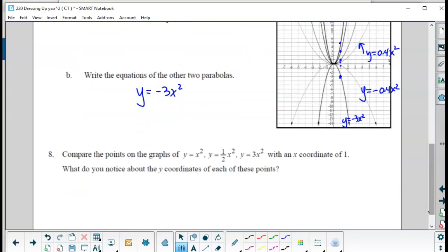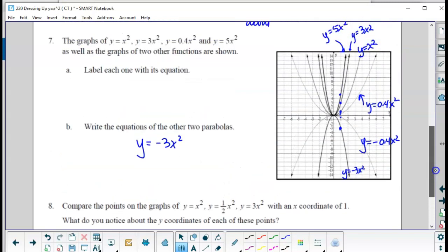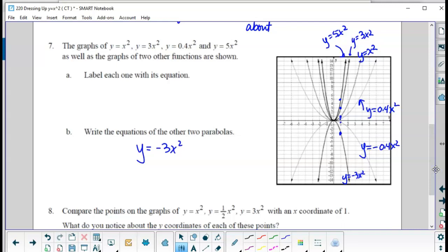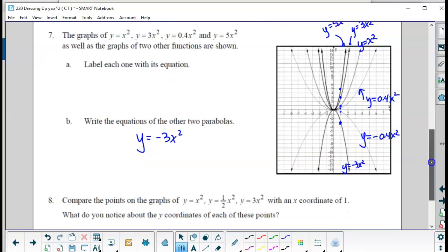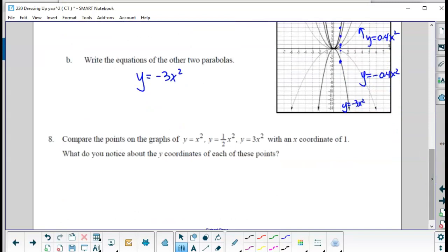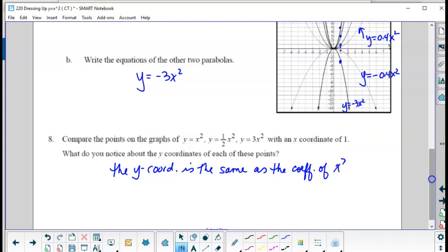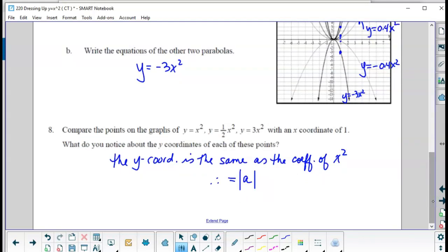Now compare the points on the graphs of x squared, half x squared, and 3x squared with an x coordinate of 1. What do you notice about the y coordinates of each of these? Well, as I just said, that's what we were doing in the last one. The y coordinate is actually the coefficient. So here, this one had a y value of 5. That was the coefficient of x squared. Y value of 3, coefficient of x squared. So what do you notice about the y coordinates of each of these points? The y coordinate is the same as the coefficient of x squared, therefore equal to a. Now, none of them were negative, so you could put in absolute value of A to make sure that you get it right, and you don't incorporate the reflection as well.